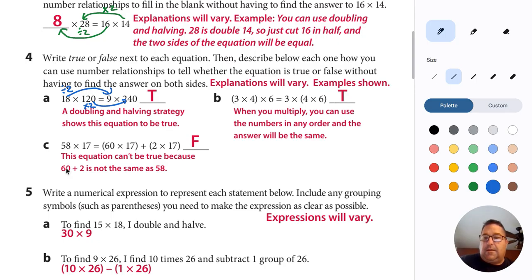Letter C, how about 58 times 17? Is that the same as 60 times 17 plus 2 times 17? Well, no, it tells us right here it can't be true because 60 plus 2 is not the same as 58. So they tried doing that strategy we did up top. If I want 58 groups of 17, I could think about that as 60 minus 2, right? And I think we see where they made the mistake. They added 2. Because if I have 60 groups of 17 and I take 2 groups of 17 away, that would be 58 groups of 17. So that one is false because, yep, they accidentally added instead of subtracted.